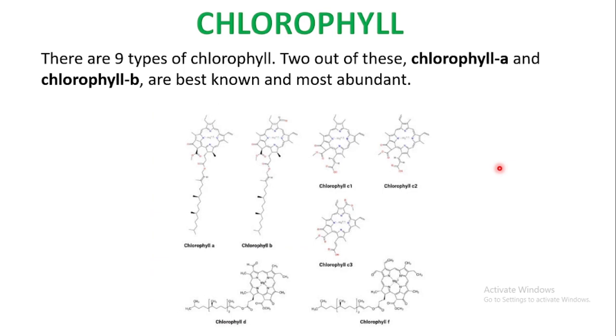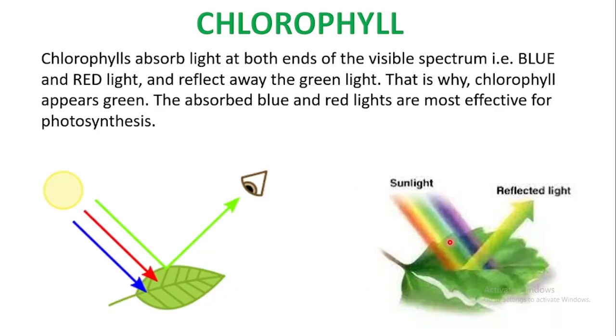Now there are 9 types of chlorophyll, my dear children. 2 out of these, that is chlorophyll A and chlorophyll B, are best known and most abundant. I have just given a picture for reference. You don't have to learn them. Just remember that there are total how many chlorophylls? 9.